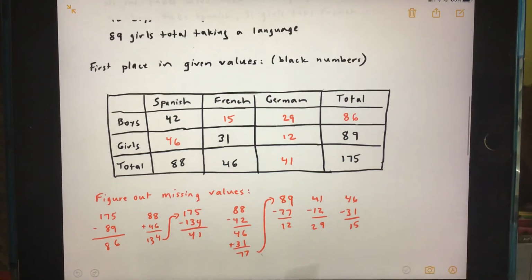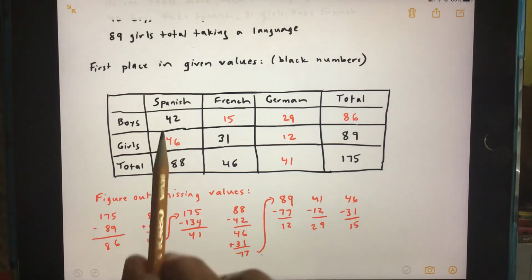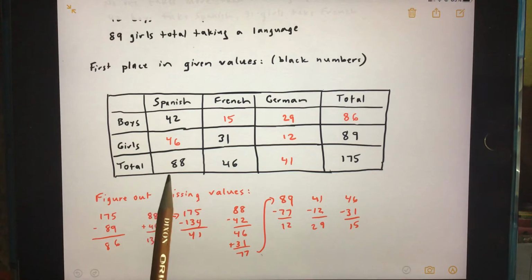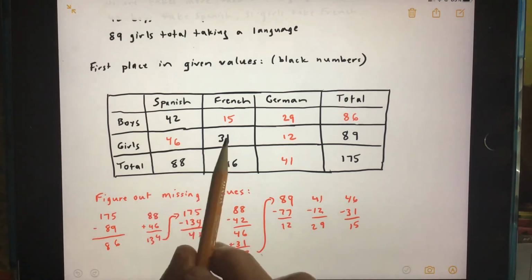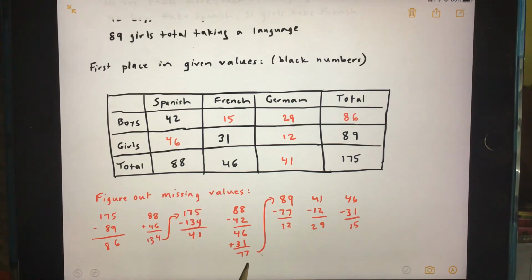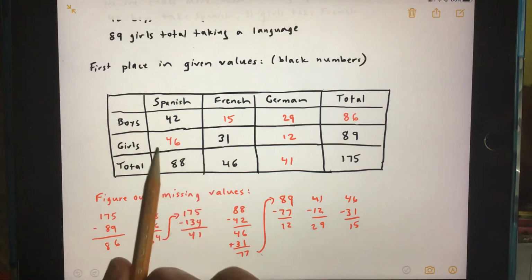And then here, my next step is that I'm going to figure out that 88 minus this 42. If there's 42 boys that take Spanish, how many girls? Well, the total of Spanish takers would be 88 minus 42, giving us the girls' total is 46. So I put the 46 in. And then I'm going to add that to 31, 46 and 31, and I'm going to get 77.